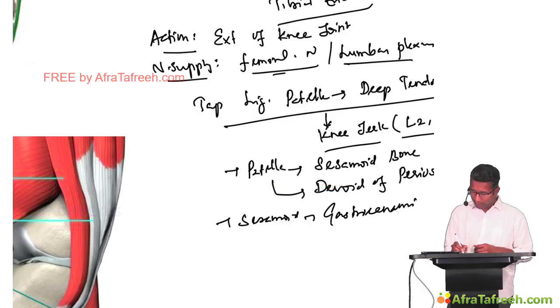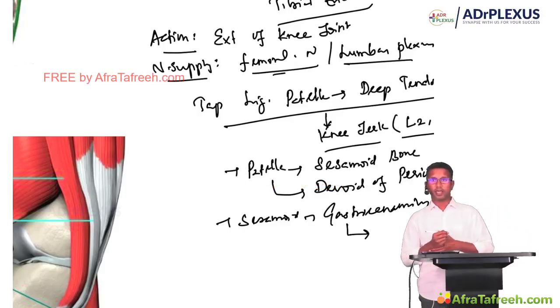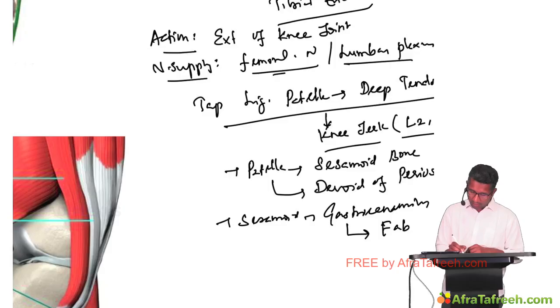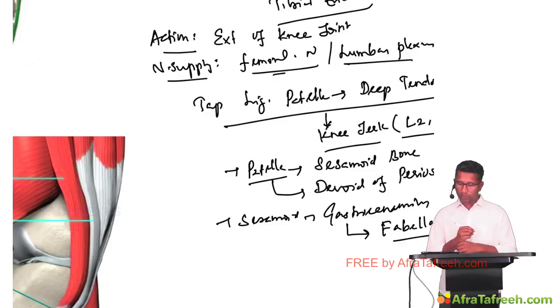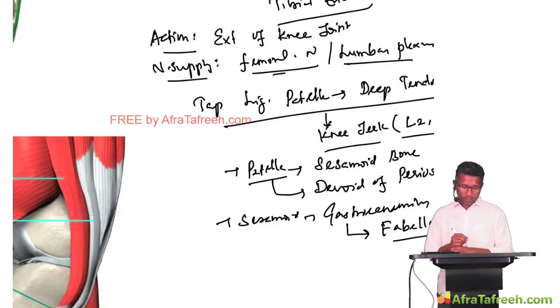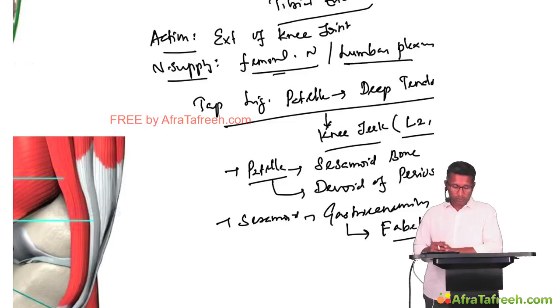Can anybody tell me what is the name of the sesamoid bone which arises in the gastrocnemius tendon? That is called the fabella. So the fabella is a sesamoid bone. Patella is a sesamoid bone. And pisiform is also a sesamoid bone.